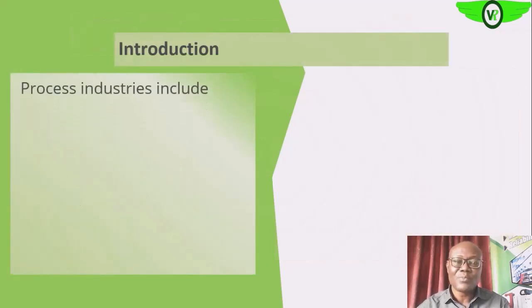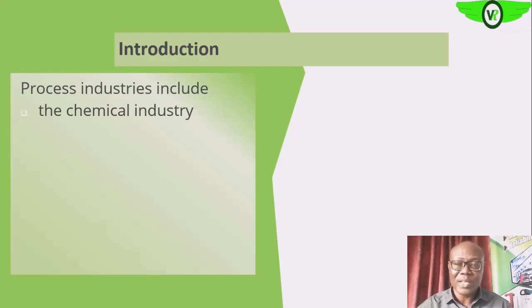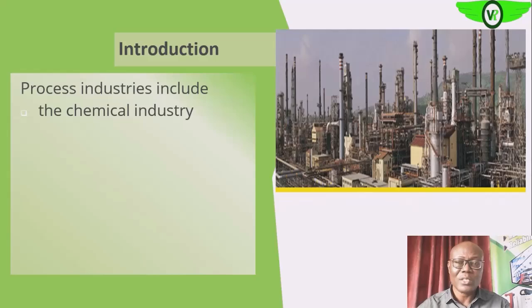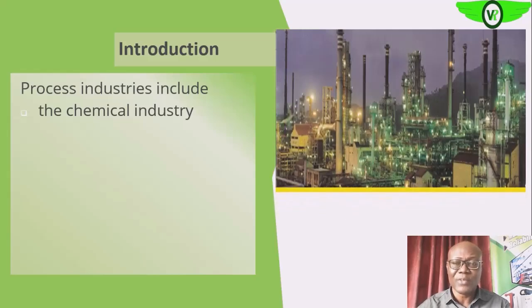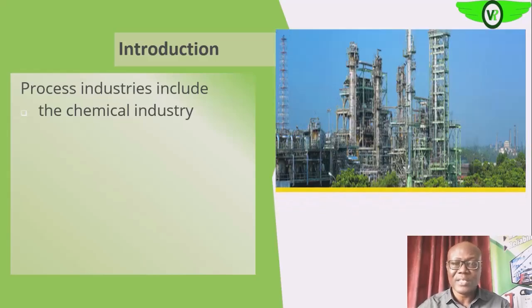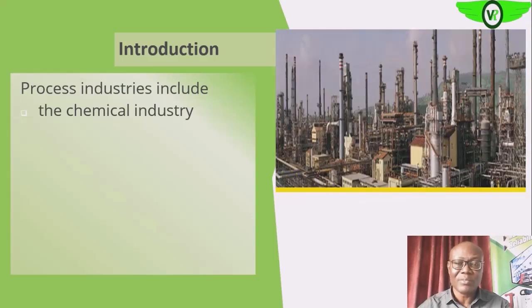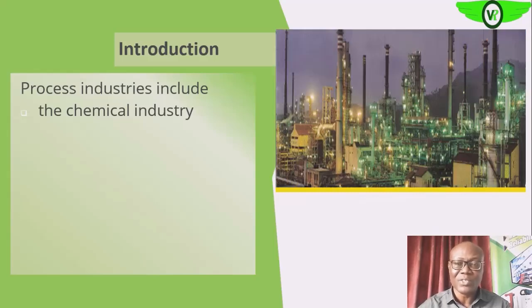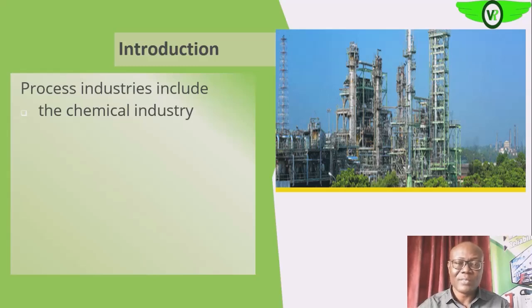The process industries where these industrial processes take place include the chemical industry, where raw materials are put together to produce chemicals for domestic use and also for industrial use. We have different types of chemical industries. As you can see, we have the petrochemical industry, we have the paint industry, and what have you.